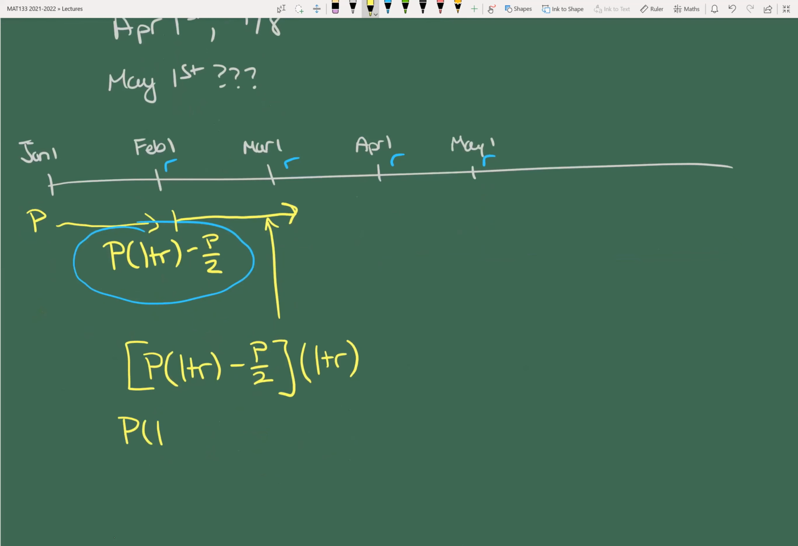So this is going to be P times 1 plus R squared minus P over 2 times 1 plus R. And now when I withdraw P over 4, what is the amount in the account? What do I do? You don't have to write the whole thing out, just explain to me what I'm going to do. Right, subtract P over 4. Exactly. This is the amount of money that is currently in the account.